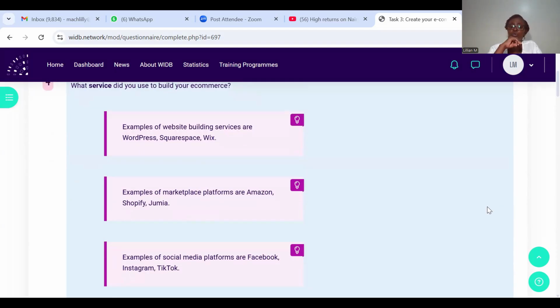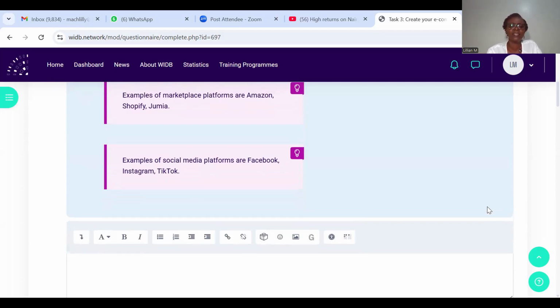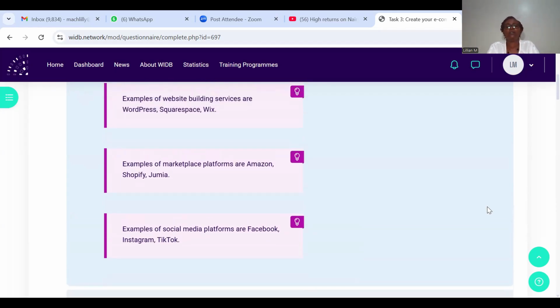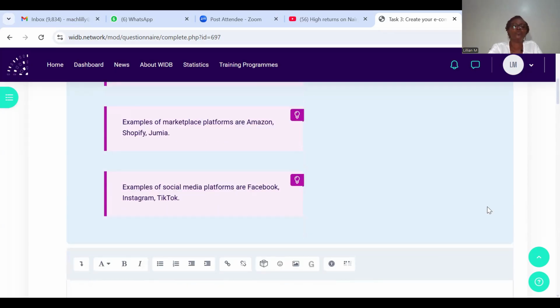Now, this is for people who already have websites, people who are already on marketplaces, and people who are on social media platforms like Facebook, Instagram, and TikTok. So what service did you use? If you have a website, you can write whether it was built using WordPress or Wix, etc. Or if you are on marketplaces, which ones are they? Are you on Jumia, Soko, Uber Eats, etc.? Then when it comes to social media platforms, which ones are you in? Remember, in module 2, we chose the social media platforms we want to engage in. So which ones are you in?